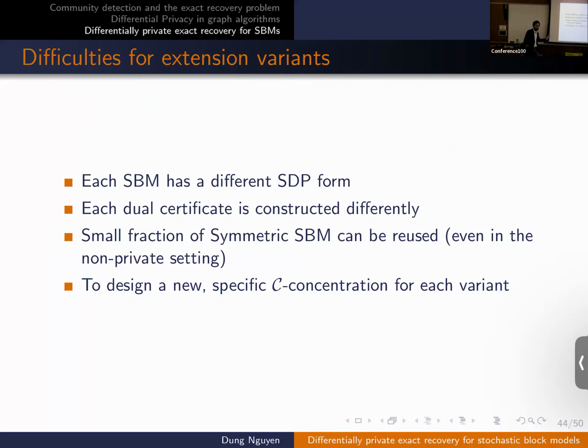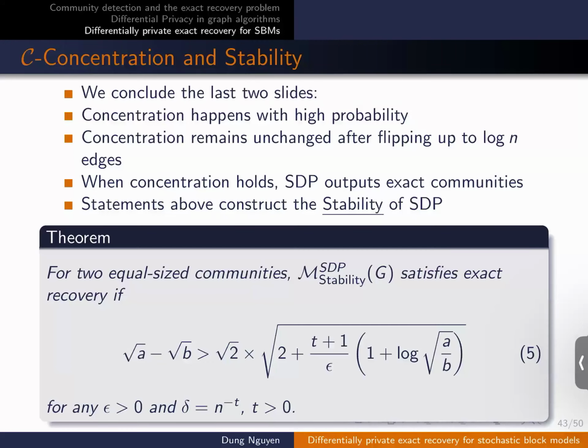Can you go back? So you've assumed that delta equals n to the minus t, right? So that's very good DP. For example, if t is a positive constant, that's very good DP. But suppose we don't require that much. Suppose I say t equals 1 over square root log n is enough for me, right? So if t is just, as an example, like 1 over square root log n, then yeah.